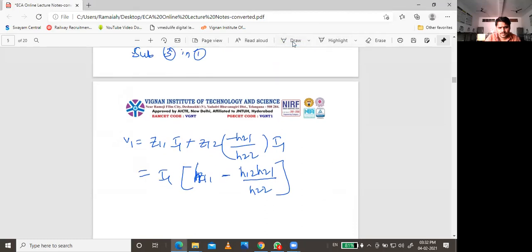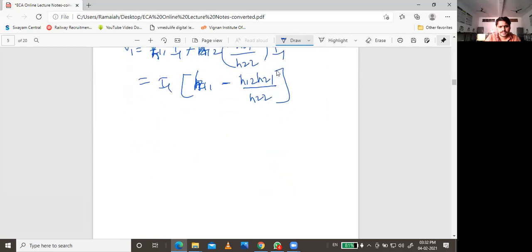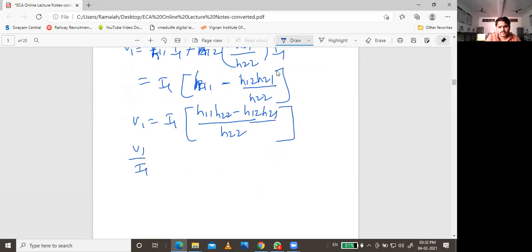This is H11, H12. Okay. Now, if you take P1 equal to I1 common, so the LCM is H22. Okay, H11, H22 minus H12, H21. Now, therefore, what is V1 by I1? So, V1 by I1 equal to H11, H22 minus H12, H21 by H22. Let us say equation 4.